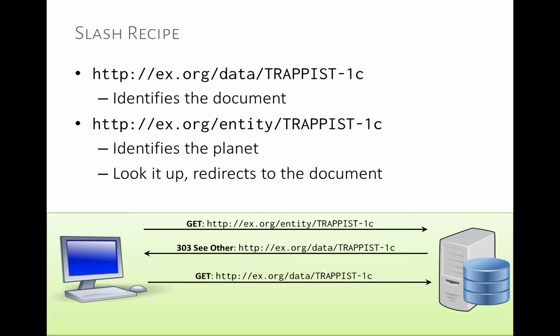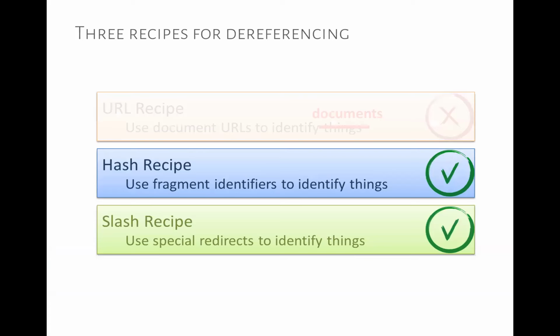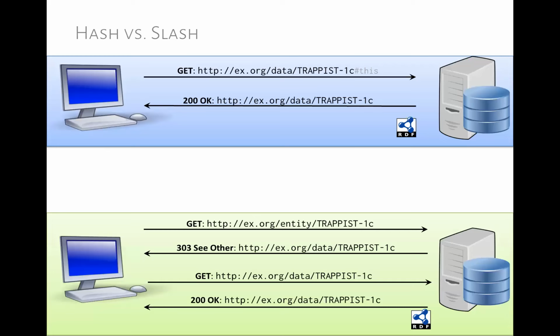So this only sends the location of the document about this. Then the client has to do another GET on the location returned from the redirect. And then finally, the server will return the RDF data, the data about the planet, to the client. So this is the slash recipe. This is also recommended for use in linked data. These two are the ones that are recommended, and this one's recommended just for documents, if what you're describing is really a document on the web. So hash versus slash, we see the two main recipes here.